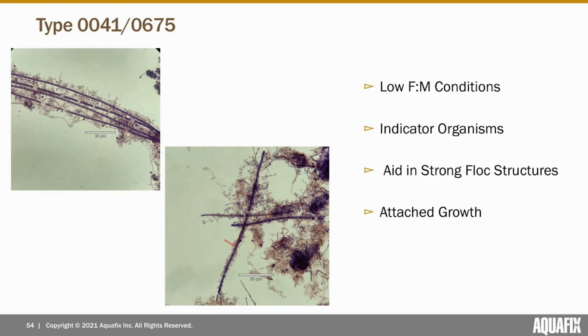Type 0041 and 0675 can have attached growth, which actually can be used to gauge their growth rate. If these filaments are observed without attached growth, it indicates that they grew rapidly. However, if attached growth is observed, it means they've been in the system for a while.